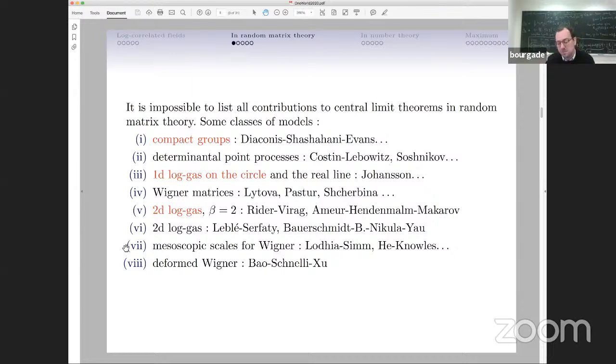And there are plenty of questions you can ask also about the scales, for example, mesoscopic scales for Wigner matrices. Can you prove the log-correlated field in some very small scale, almost microscopic? This was done by Lodia Sim, he and Nolos, and many others. And more recently, deformed Wigner matrices have been considered by Bausch, Schnelli, and Xu.